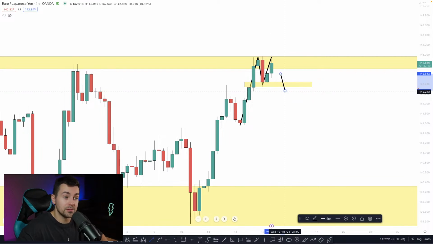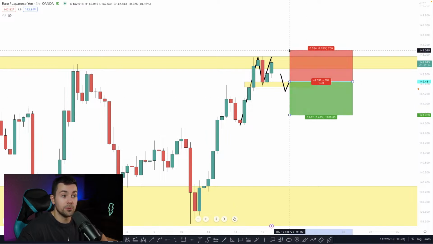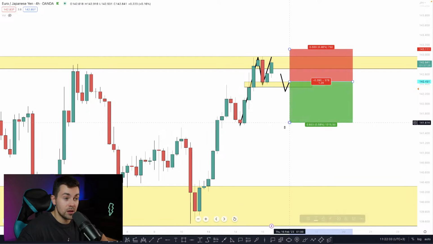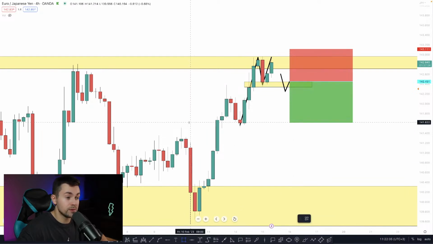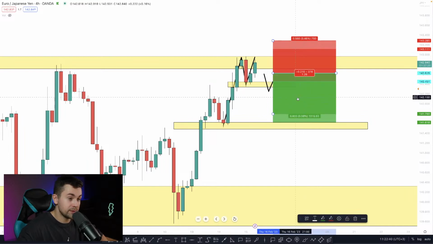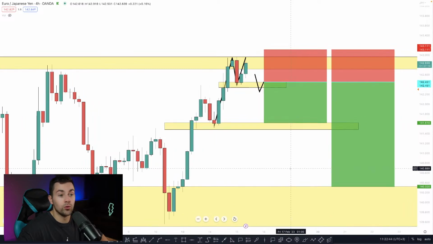Once the neckline is broken, we will short the pair on a retest. Shorting on a retest, we will set our stop loss strictly above the key structure that we spotted, and our targets will be based on the closest strong key levels. Our first strong structure is right here, and that structure will be our first goal. The second goal will be the next strong structure, and our next strong structure is over here. So that will be our plan.